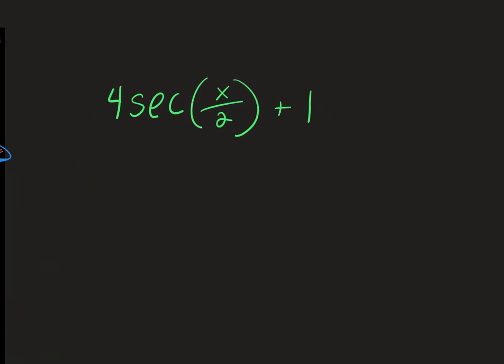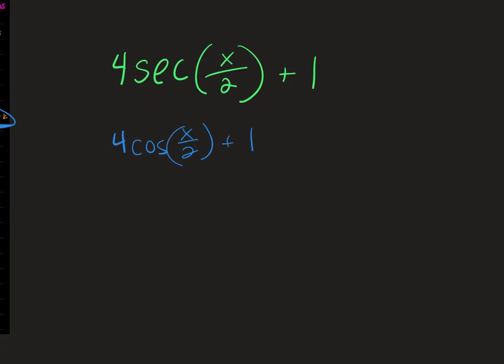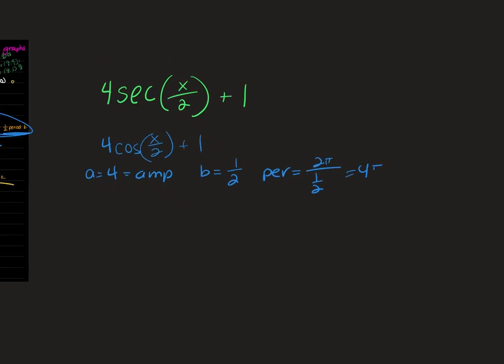Okay, let's say we're going to graph this. The very first thing I would do is graph cosine, which means my A is what? 4, and that's my amplitude. My B is what? 1/2, so the period is 2 pi over 1/2, which becomes 4 pi. And there's a vertical shift up 1.